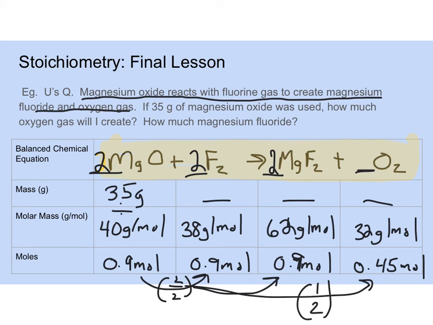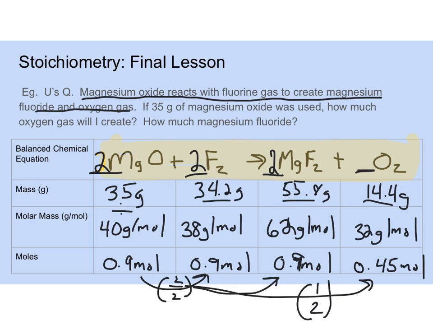Now I just need to multiply these things up in order to get my masses. So 0.9 times 38, 34.2. Okay. Then I have 0.9 multiplied by 62. I get 55.8 grams. Then 0.45 times 32. 14.4.